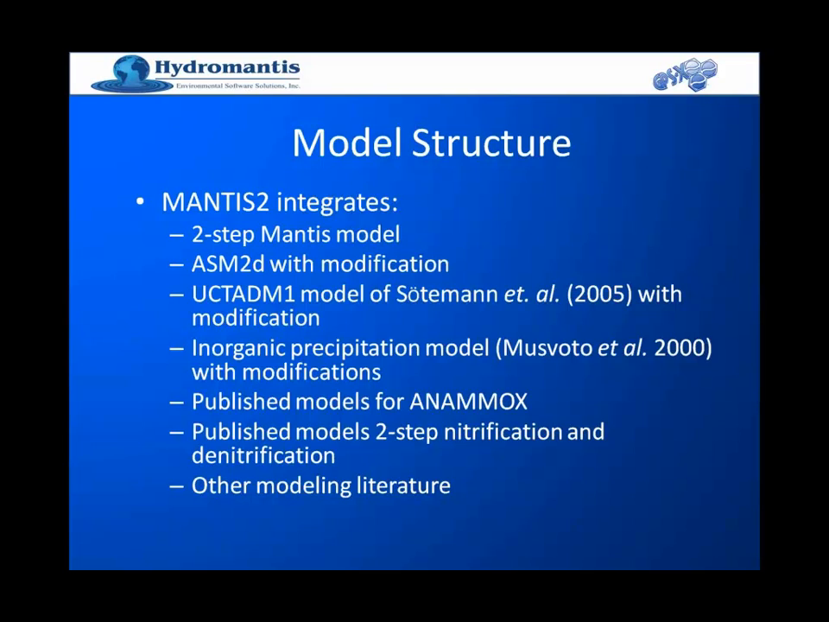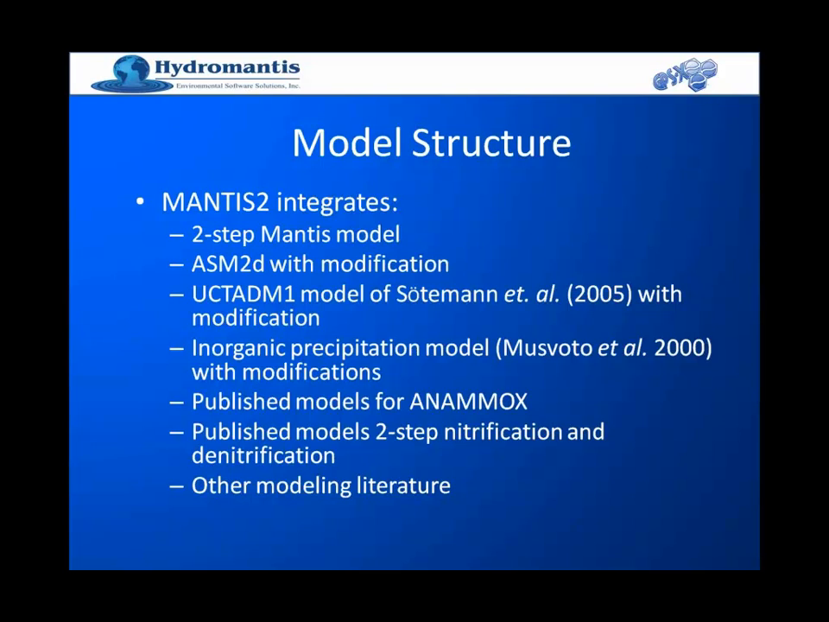And just to describe how we went about developing this model, basically we tried to review a lot of literature around different models which are available in the scientific publications, and we tried to use those published models and integrate them to come up with a unified structure. So we took into consideration various models, for example, the two-step Mantis model, the ASM2D model, and the model for anaerobic digestion is mostly coming from the University of Cape Town ADM1 model, which has been developed by Sotemann et al., with some modifications. And the inorganic precipitation model is mostly based on Musvoto, and here also we have made some modifications for solving it efficiently.